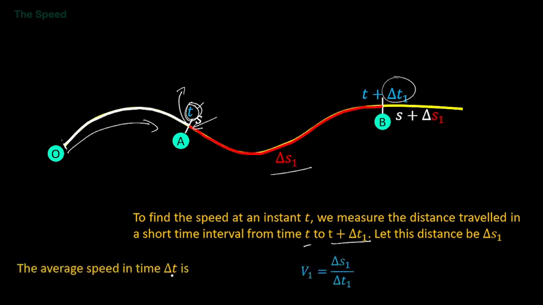The average speed in the time delta t1 is delta s1 upon delta t1. This is the average speed for the time interval delta t1. This time interval is sufficiently small, but however small a time interval we may consider, it will not be the exact velocity at the moment t.